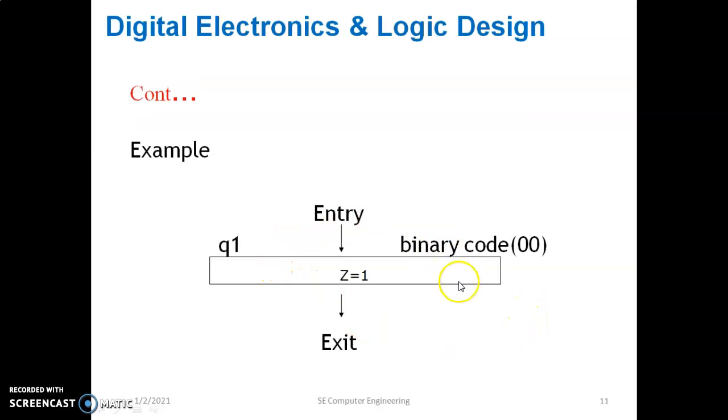Next is an example of a state box, showing how we can write the information inside it. The entry point is there and we write the state name here. Q1 is the state name. The state name may be anything. The binary code is 00 for this state. The output we write inside the state box, and this is the exit path.